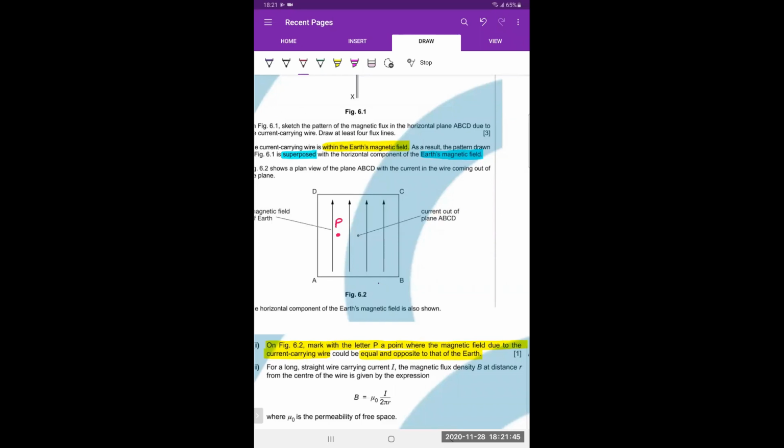So guys, a few of you, please confirm that you have understood why I have located this point on the left. Okay, let me repeat: on the right hand side the two fields will superimpose, or reinforce, or add up with each other. Whereas on the left hand side, the earth's field was pointing one way and the wire's field was pointing the other way. So there was a likelihood that the two fields will nullify each other.